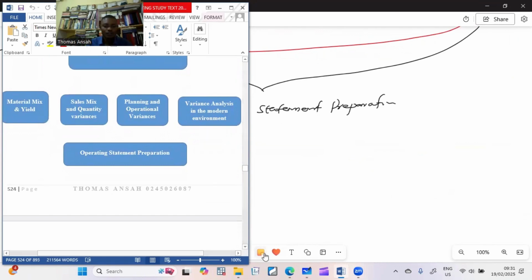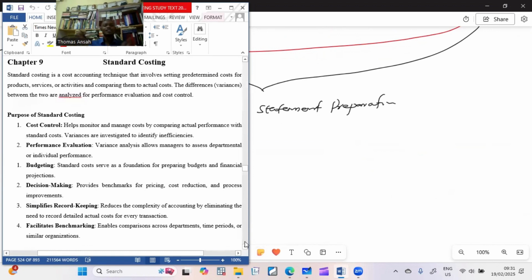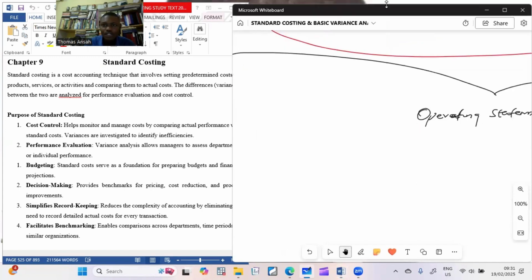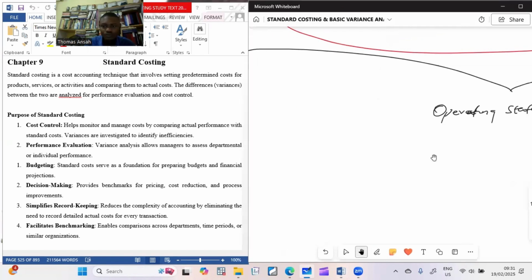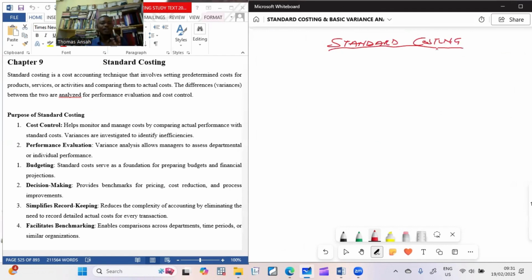So this that I've drawn is the same thing that you see in there. So we start with what? Standard costing, isn't it? We start with standard costing. Everything starts with standard costing. Now, what is standard costing? I told you that a standard is a predetermined stuff. You predetermine something. It is a bar on which you measure something.